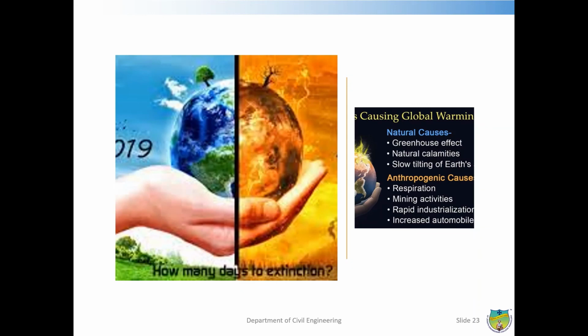The cause for global warming is the discharge or release of the greenhouse gases, primarily carbon dioxide, methane, nitrous oxide, fluorinated gases, sulfur hexafluoride, etc. We will be dealing in detail about these major pollutants which cause global warming.